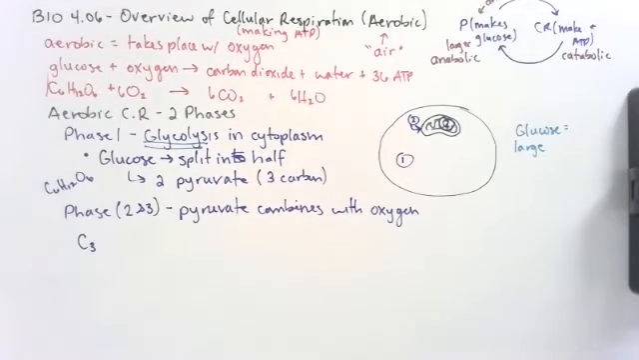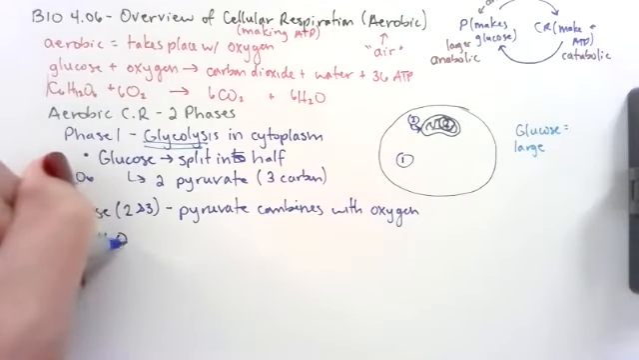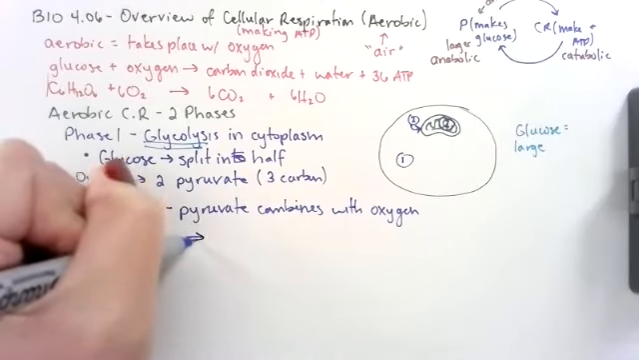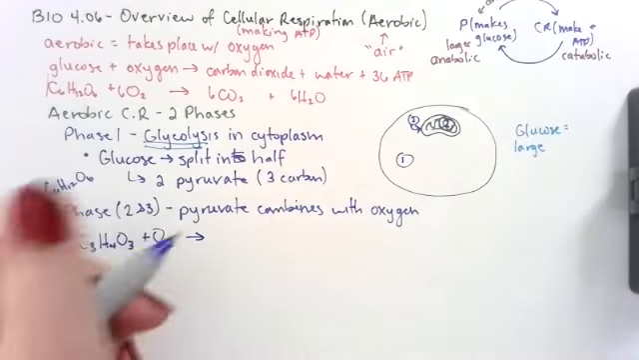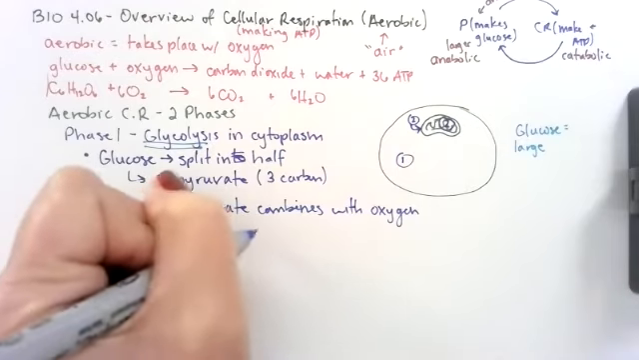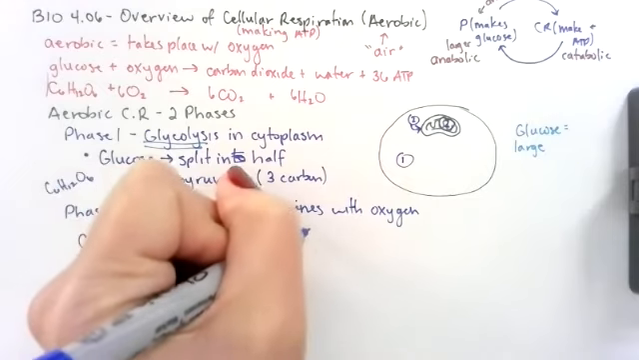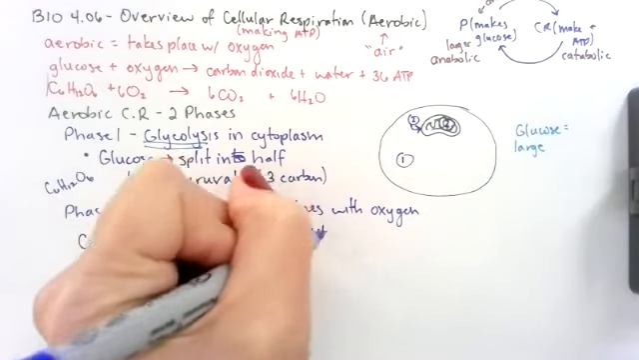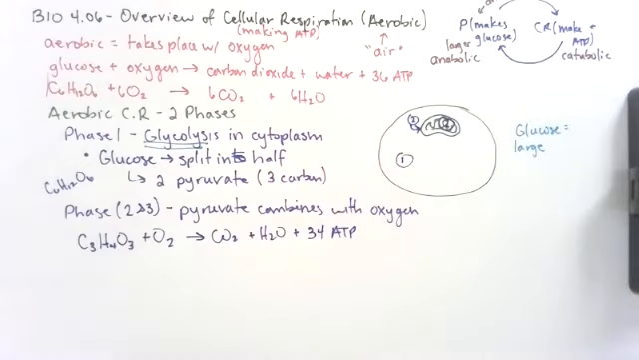So pyruvate, we said, has 3 carbons. It actually has 4 oxygens. Don't worry about that explanation, but this is where we're going to combine it with oxygen, and we're going to produce all of our products. We're going to get carbon dioxide, we're going to get water, and we're actually going to have 34 ATP here.